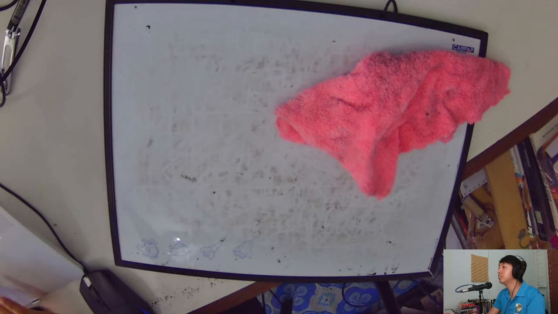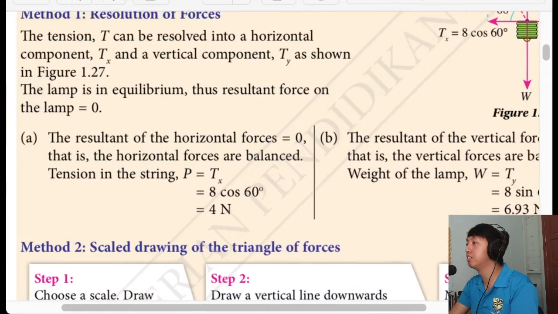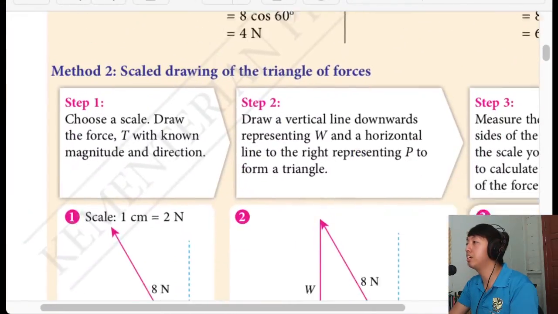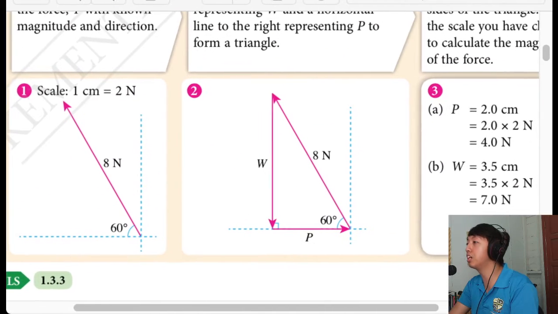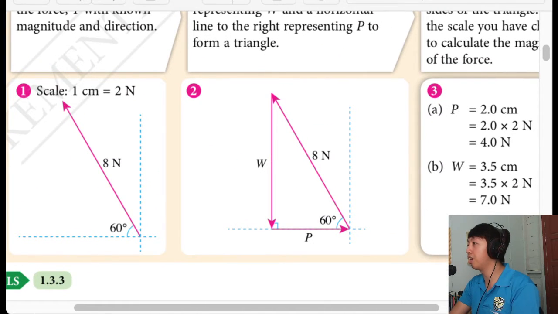So yeah, here's the solution here in the textbook, like what I said, and here's an example of using a scale drawing where you just draw everything properly.